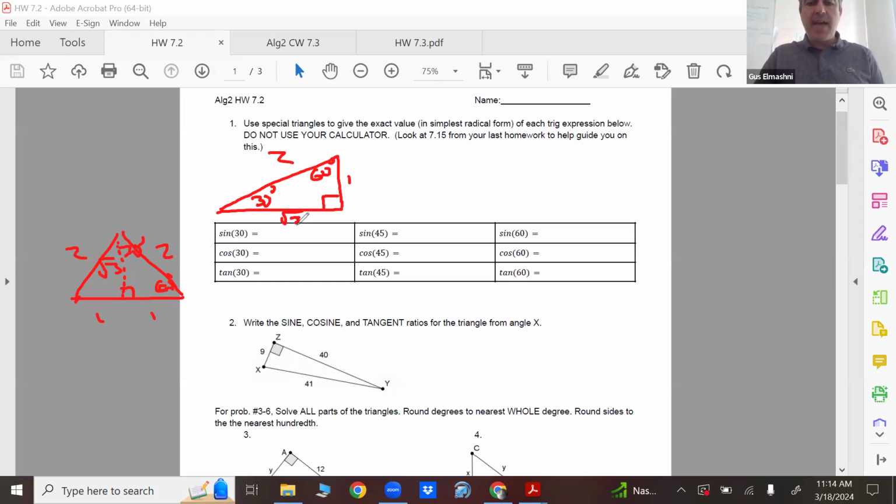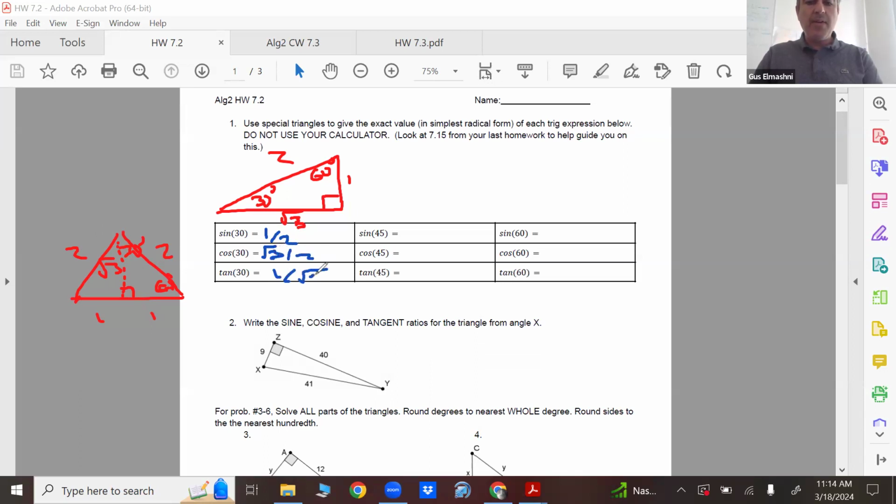It doesn't have to be that exactly. It's just a ratio, right? So for sine 30 degrees, that's 1/2. For cosine, it's root 3 over 2. And for tangent, that's 1 over root 3.